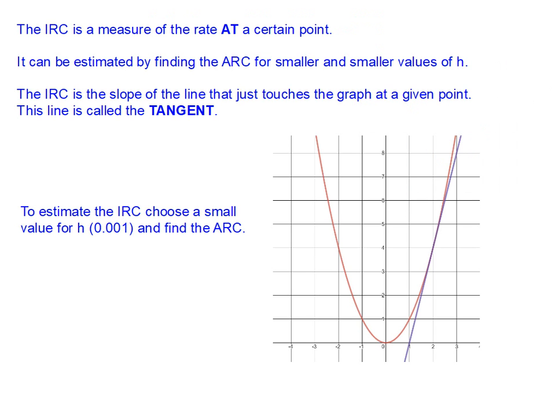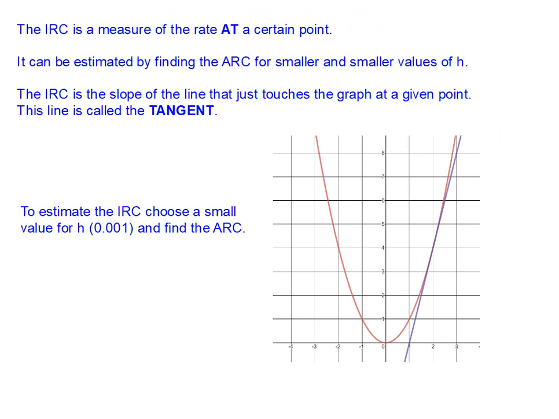Before we get there, this summarizes what we just talked about. The instantaneous rate of change is a measure of the rate at a certain point. So the key difference between the average rate of change and instantaneous is that the instantaneous is at a certain point. Now, one of the things we can do is estimate the instantaneous rate of change by finding the average rate of change for smaller and smaller values of h.